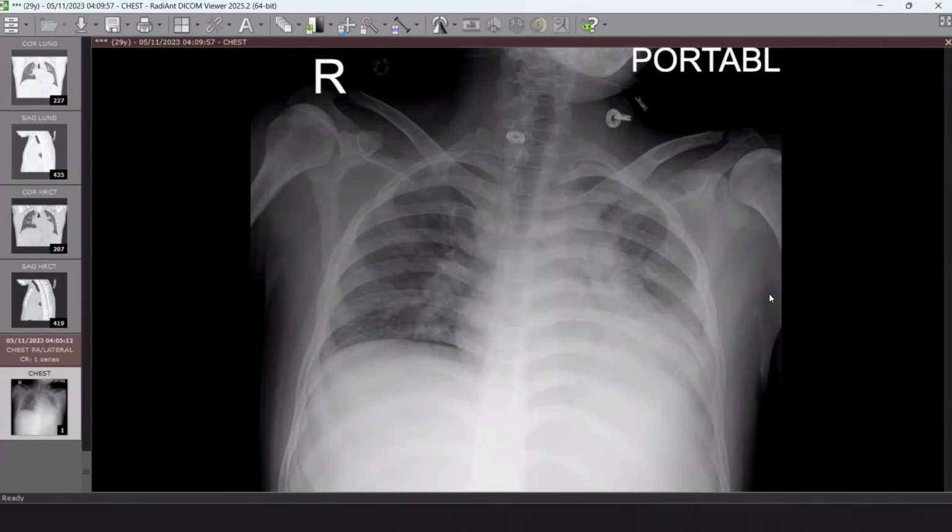Can you check the bones? Clavicle, no fracture. Ribs, no fracture. Can you check the dorsal spine? Is it normal? Maybe there is an absent pedicle sign. No.